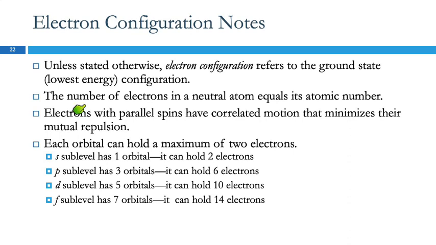Just want to point out the number of electrons in a neutral atom is equal to the atomic number. So on the periodic table, carbon is element number 6. Its atomic number is 6. That means it has 6 protons in its nucleus. If the atom is neutral, it also has 6 electrons. So if we need to know how many electrons an atom has, we just need to look at the periodic table, and that will tell us.